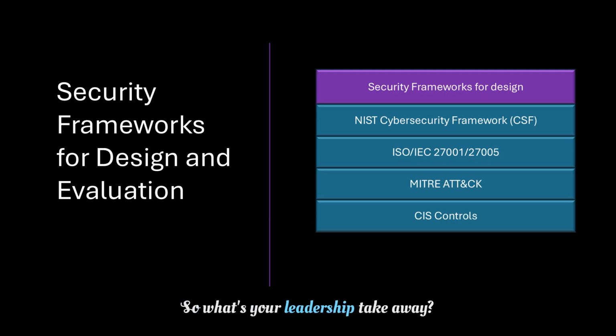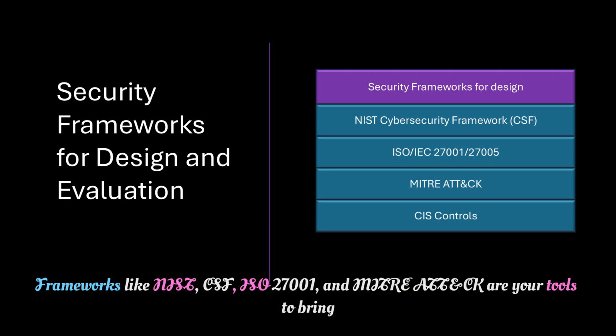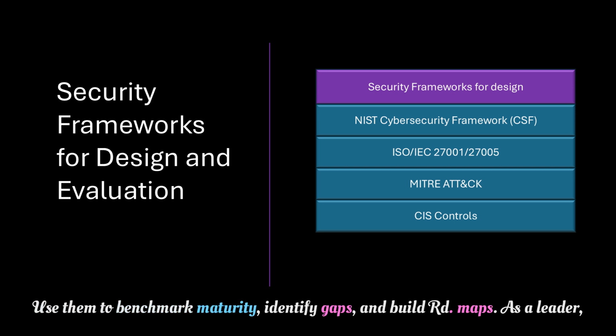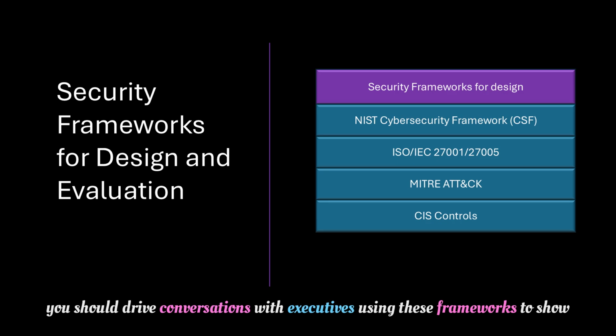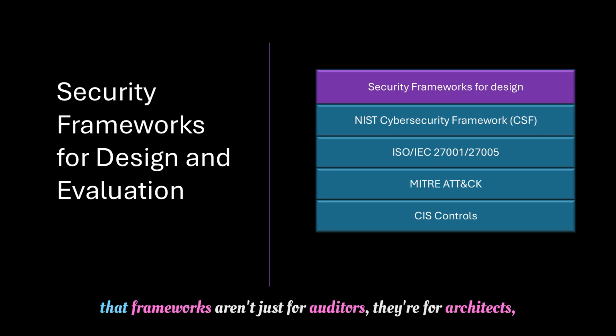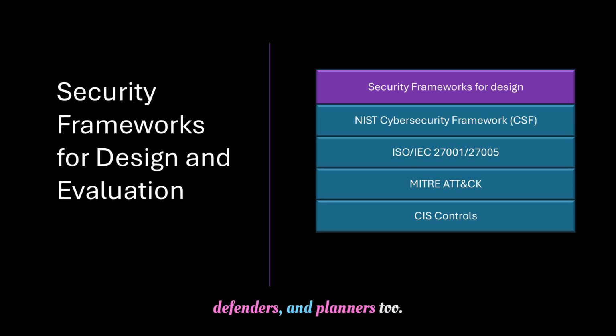So, what's your leadership takeaway? Frameworks like NIST CSF, ISO 27001, and MITRE ATT&CK are your tools to bring credibility and structure to your security program. Use them to benchmark maturity, identify gaps, and build roadmaps. As a leader, you should drive conversations with executives using these frameworks to show where you are and where you need to go. Help your team understand that frameworks aren't just for auditors. They're for architects, defenders, and planners too.